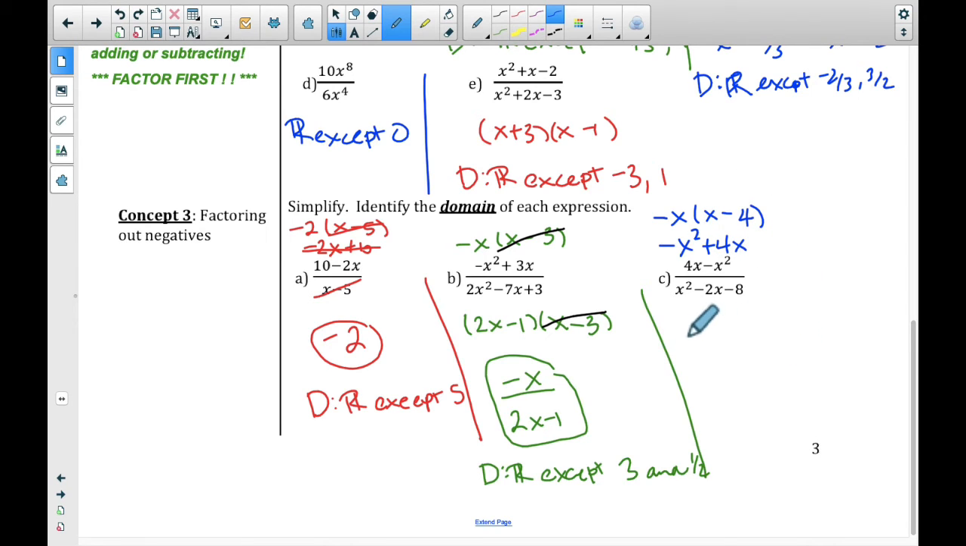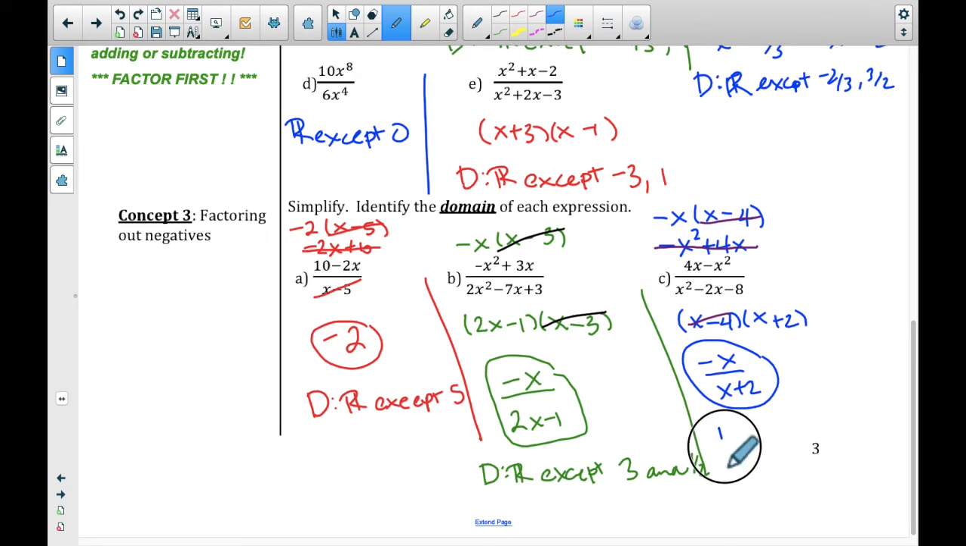Now I want to factor the denominator. Looks like a -4 and a +2. Then my x minus 4, this one I've already factored out. This one cancels, and so I'm left with -x over x plus 2. What's my domain? My domain is all real numbers except 4 and -2.